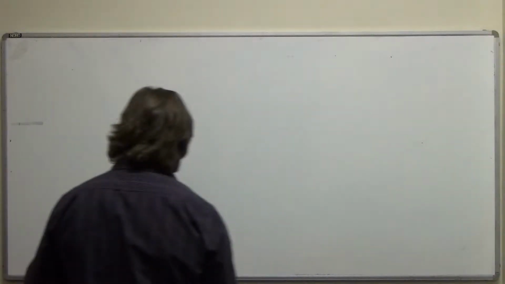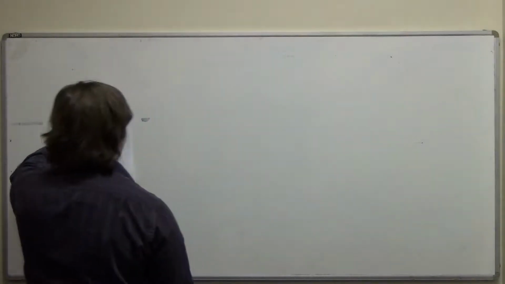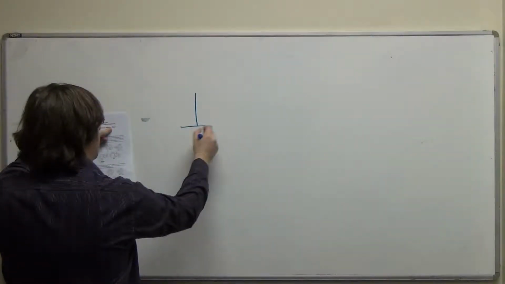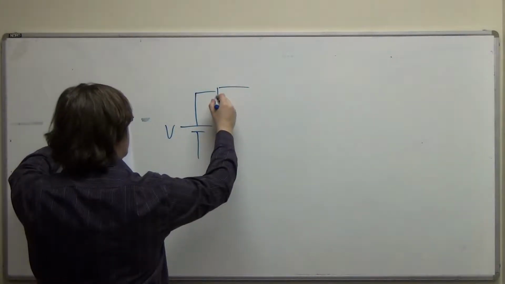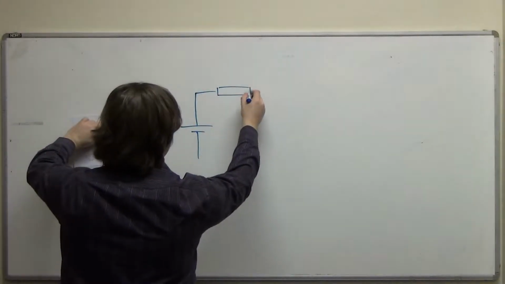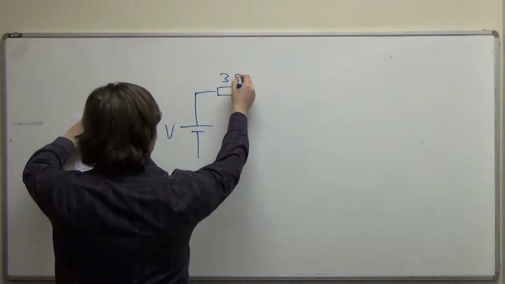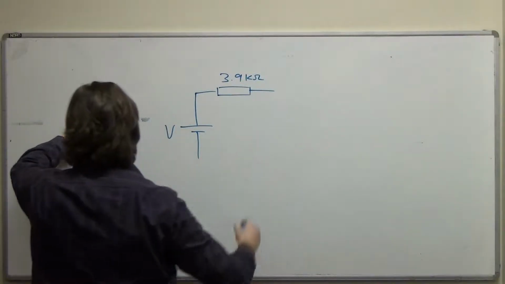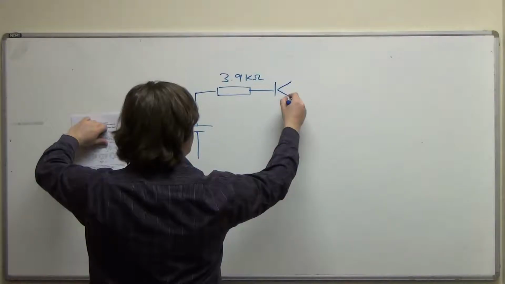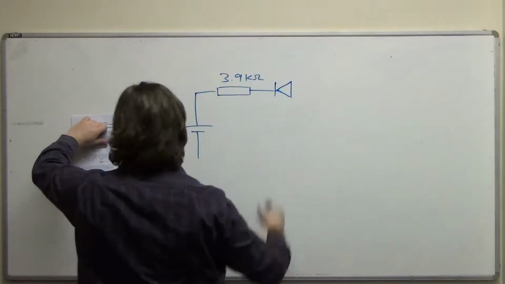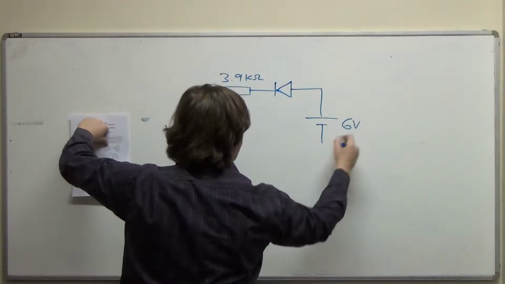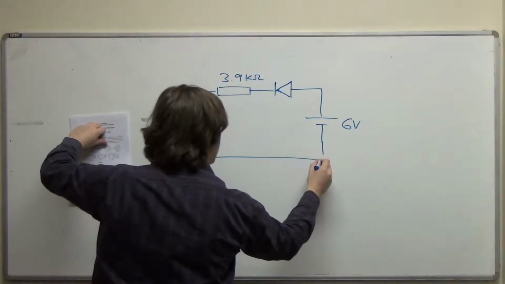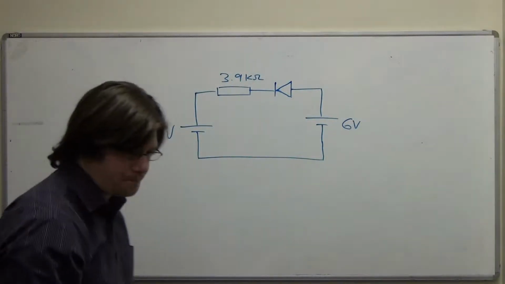The next one is a bit more complicated. We've got two voltage sources now and a resistor and diode. So we've got a voltage source here of V volts that we don't know about, and we've got a resistor in series, which is 3.9 kiloohms, and we've got a diode in series with that, and then we've got a source that we do know about, 6 volts, in parallel with everything else.